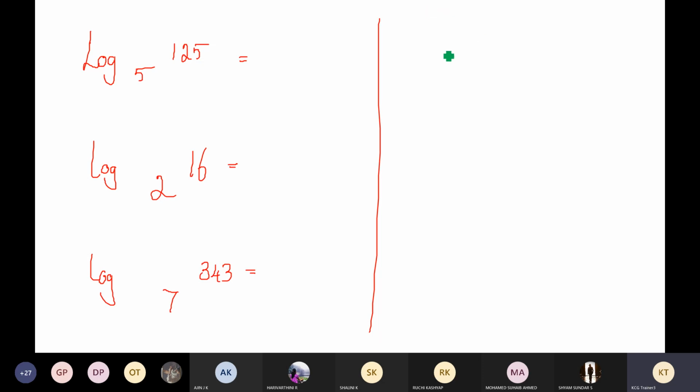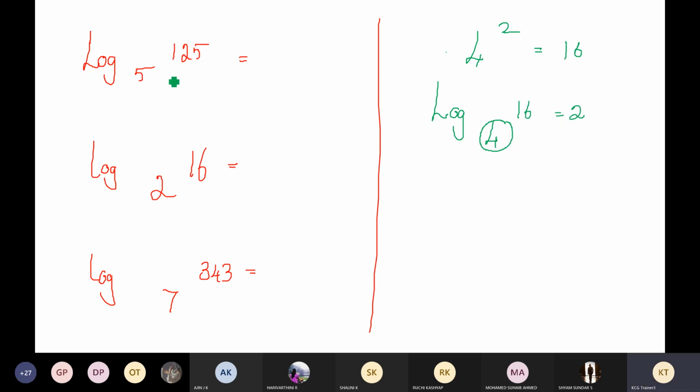For example, let's say 4 square is equal to 16. How do I represent this in terms of log? Log of 16 to the base 4 is equal to 2. So this is the log value. So if the question is log 16 to the base 4 is what? Take this base value. Power what number gives me this answer?